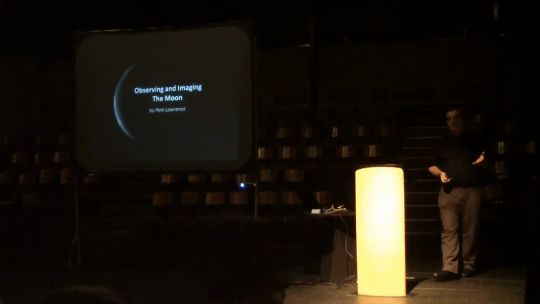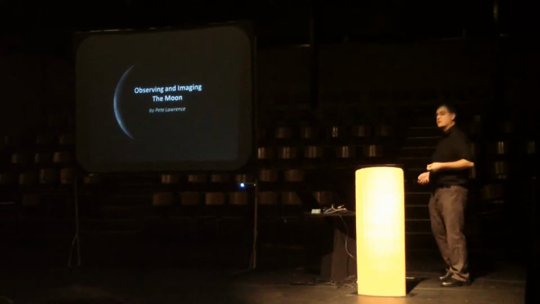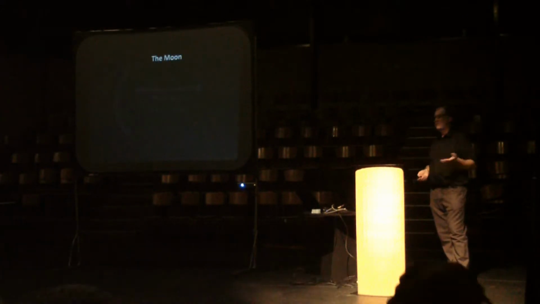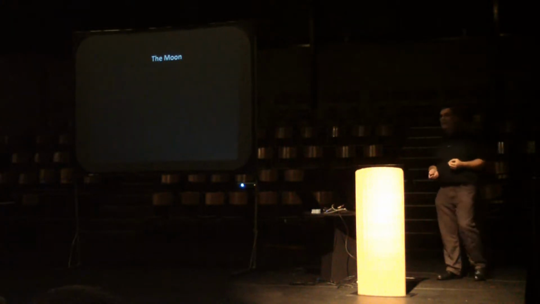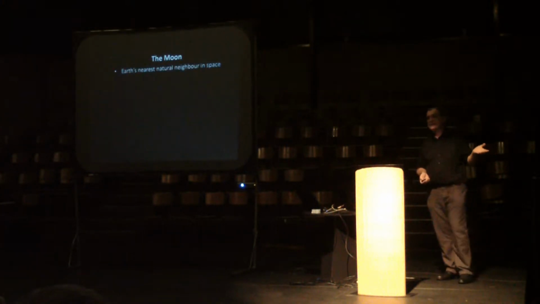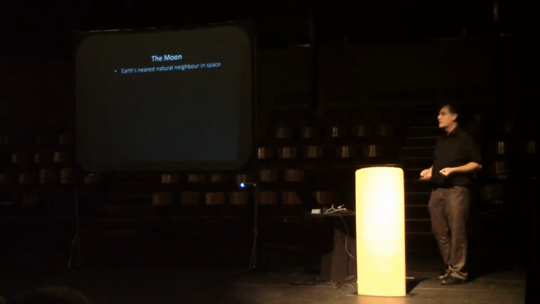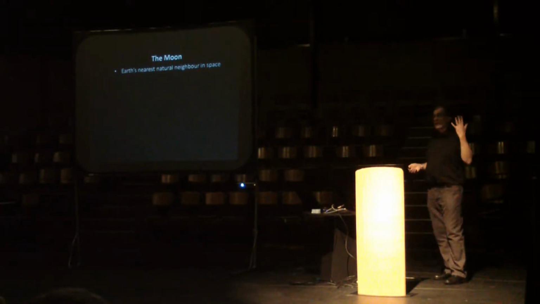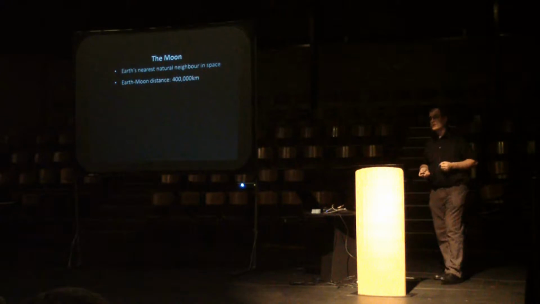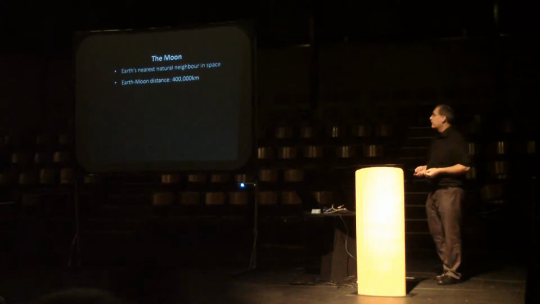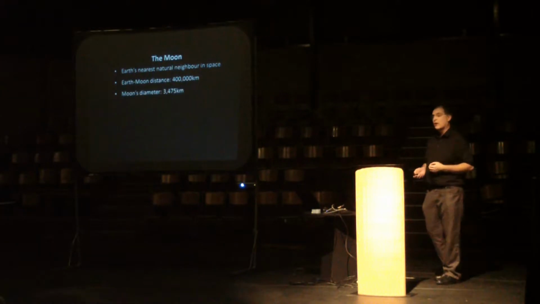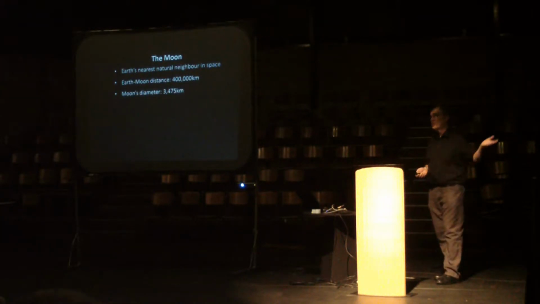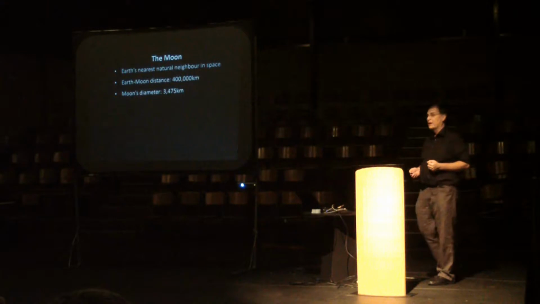Yes, so over the next half an hour or so, I'm going to introduce you to this most wonderful object. Just to recap, the Moon is the nearest natural neighbour to the Earth. It sits at a distance of about 400,000 kilometres, or about 250,000 miles. It has a diameter of 3,475 kilometres, or 2,163 miles.